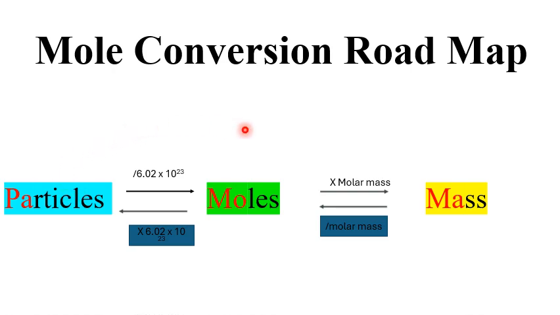What if you want to convert mass to particles and particles to mass? That is a two-step problem. Go through moles. First convert particles to moles and then to mass, and vice versa: go back, mass to moles and then particles. So if it is like this, it is a two-step problem. If it is one jump, it is a one-step problem.